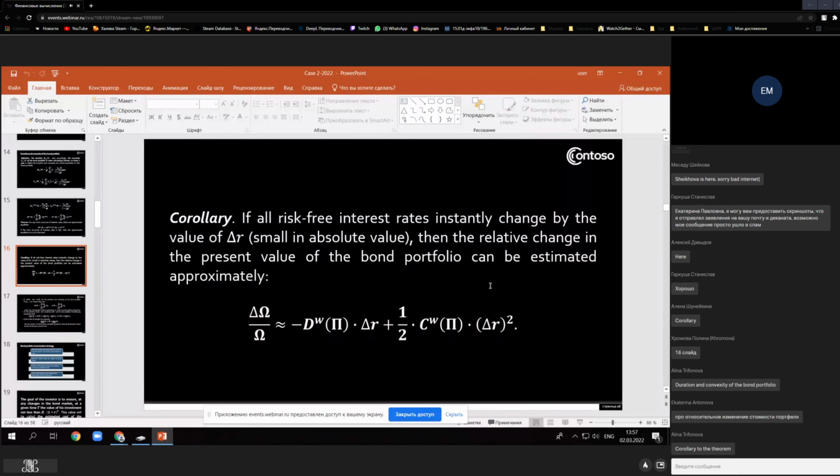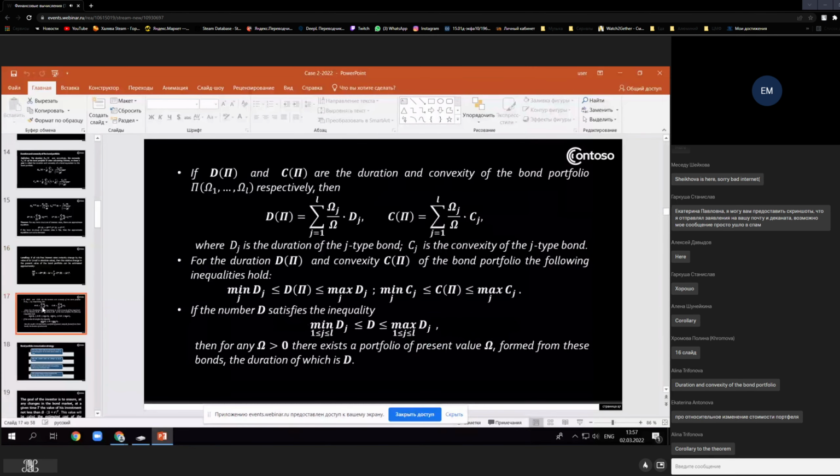Okay, so the last thing we had discussed was how to estimate the change in portfolio price in case we know the change in rate. As I can see, let's move to the next slide. We discussed here the duration and convexity of the bond.